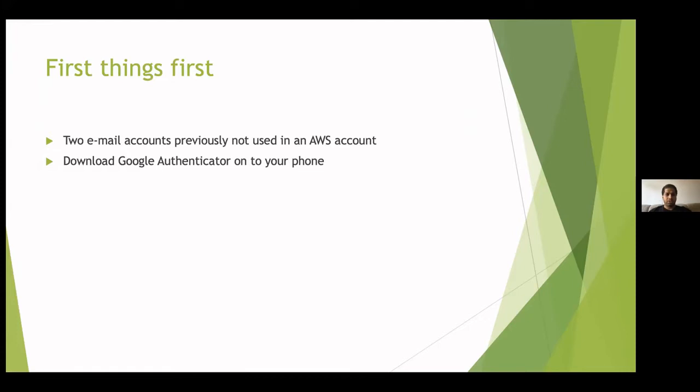So first things first, you need to have two email accounts previously not used in an AWS account to work along this workshop. And I want you to download Google Authenticator onto your phone for multi-factor authentication. You can do those two while I'm continuing with the slides. At the end of the slides, we can easily create the AWS account and set up multi-factor authentication for your AWS accounts.